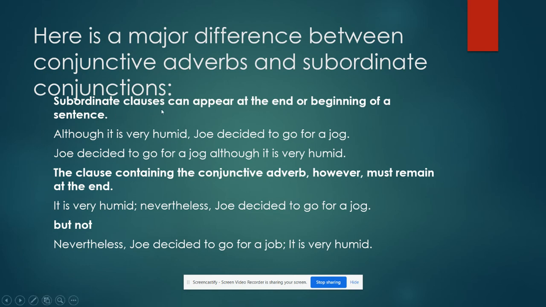So I already told you that subordinate clauses that contain the subordinate conjunction can appear at the beginning of a sentence, like here, or at the end of a sentence. The clause containing the conjunctive adverb, however, always comes second. So you can say, it is very humid, nevertheless, Joe decided to go for a jog. But you could not say, and excuse my typo, it's a pretty funny one, Nevertheless, Joe decided to go for a jog. It is very humid. That doesn't make any sense. So that's a difference: you can flip the subordinate clause to the end, but the clause containing the conjunctive adverb must always come second. It can't come at the beginning.